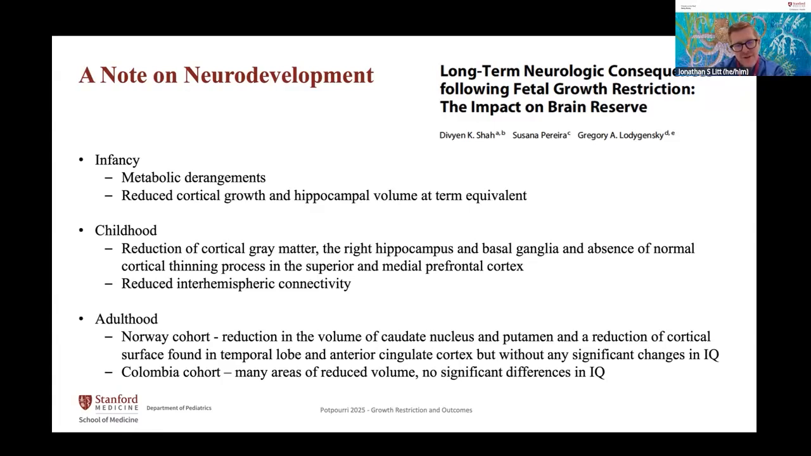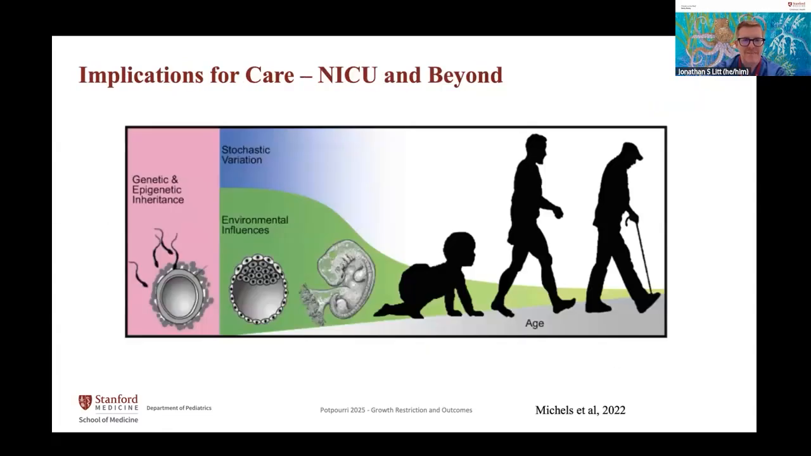And then in adulthood, there are the 2 different cohorts that have noted differences in brain architecture. The one from Norway showed differences in or reduction in brain volume in certain areas of the brain, but it didn't seem to have any effect on IQ. And a group from Colombia showed many areas of reduced volume, but again, no differences in IQ. So it's unclear if these architectural changes noted in adults with fetal growth restriction really have any impact on their life and functioning. IQ only tells us how they're performing on tests. It doesn't tell us much about their functional lives or capacities.